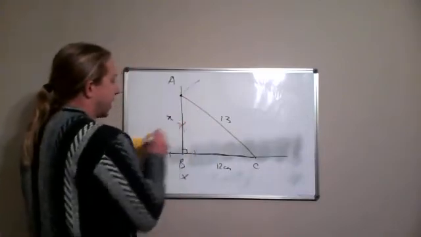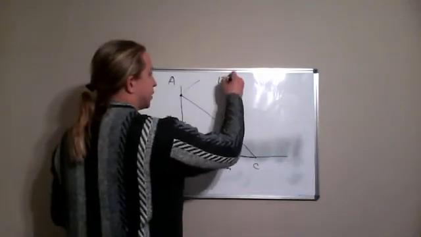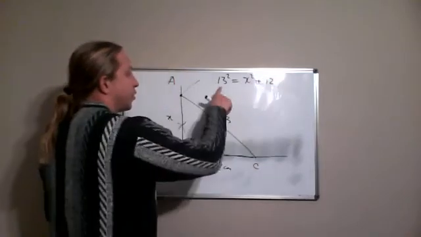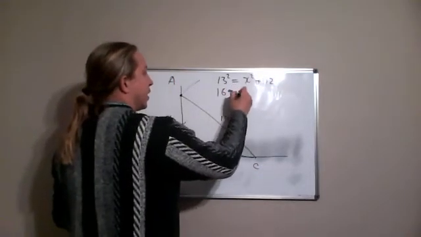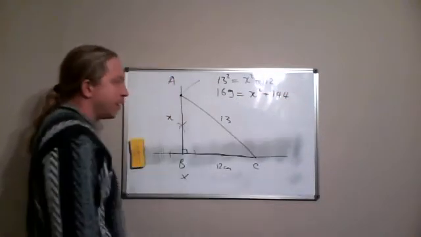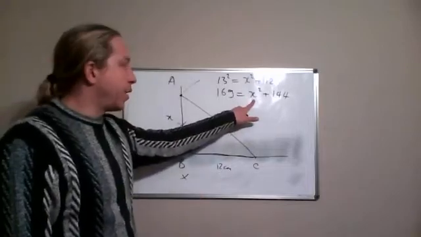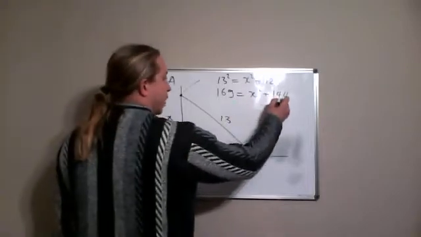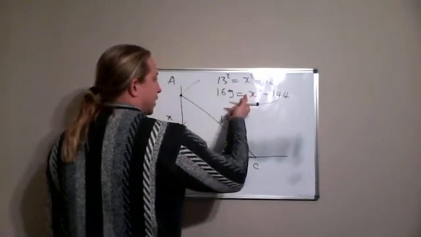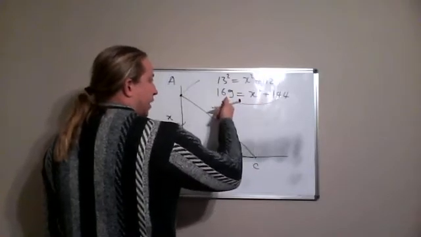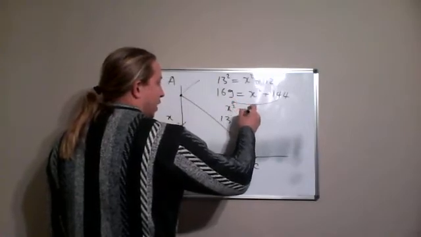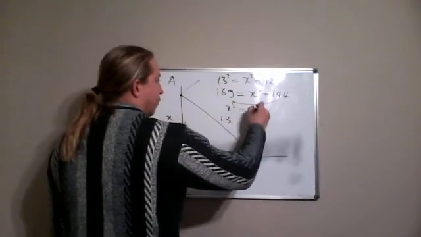So we'll call this side x. So 13 squared equals x squared plus 12 squared. 13 squared is 169, equals x squared plus 144. Okay, well, we need to isolate x. We have x squared, so let's take this 144 to the other side. Then I'll flip the two sides around, so this will go to the left. The x will be isolated on its own. So I'm going to say x squared equals 169 minus 144.